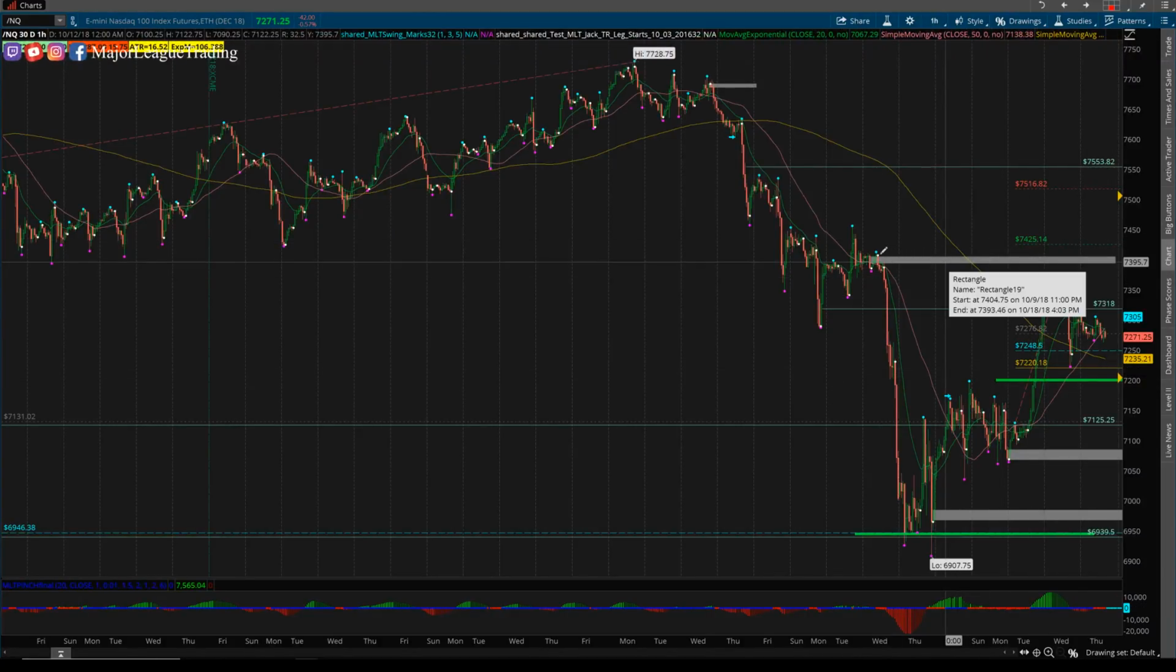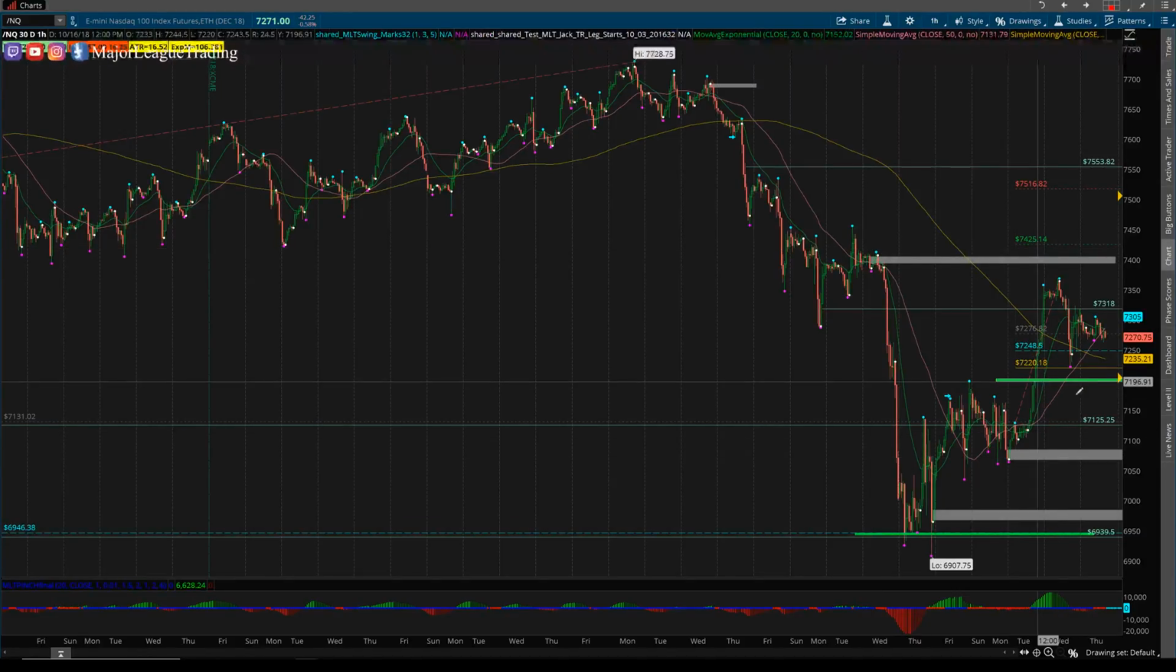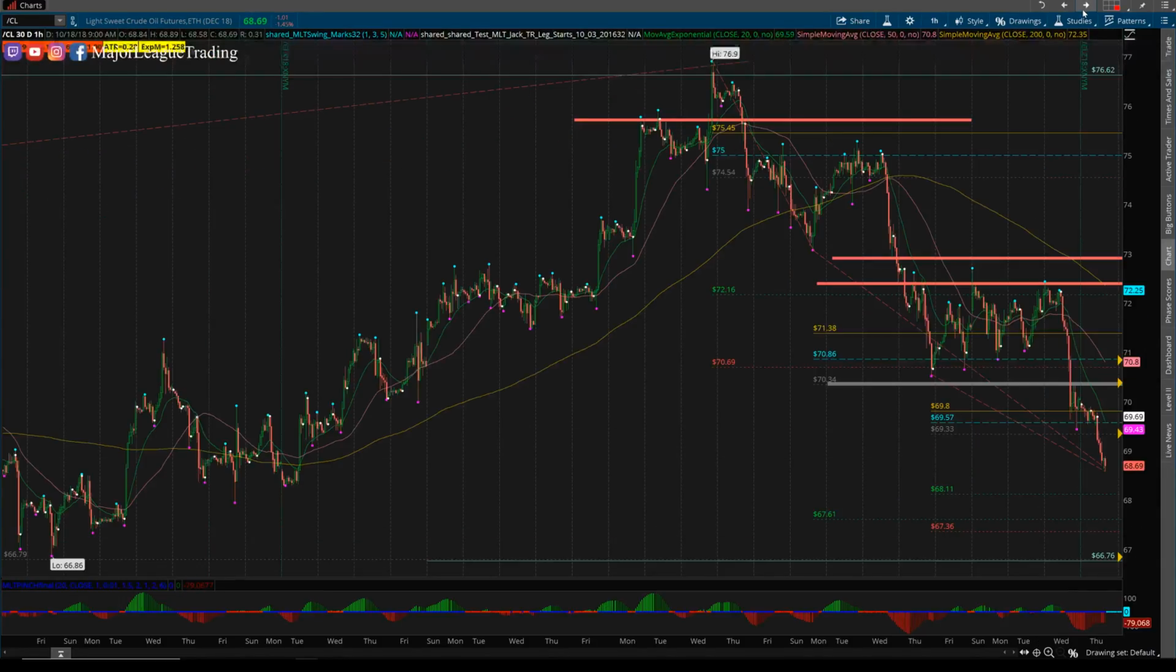This resistance box above is the area we broke down. So right now I'm looking at 7,200. If that does not hold, I think we could go back to the bottom of the range. But that's going to wrap up my morning trade plan, guys.